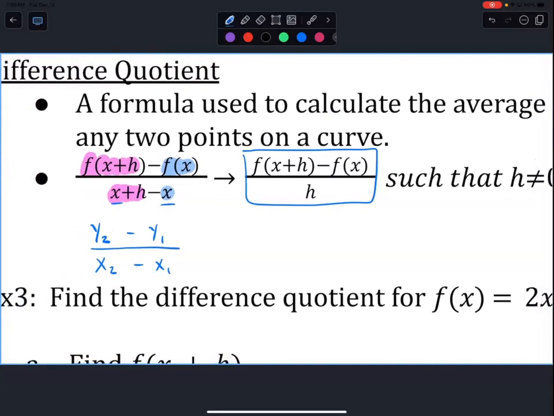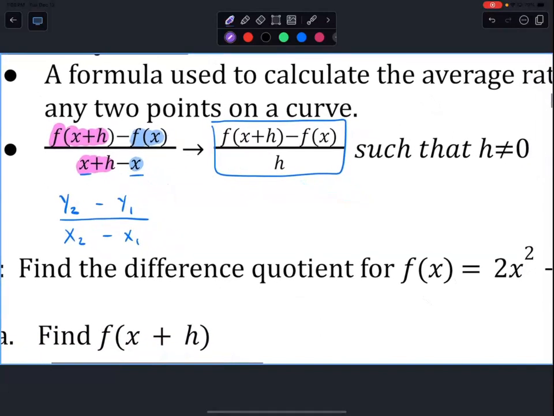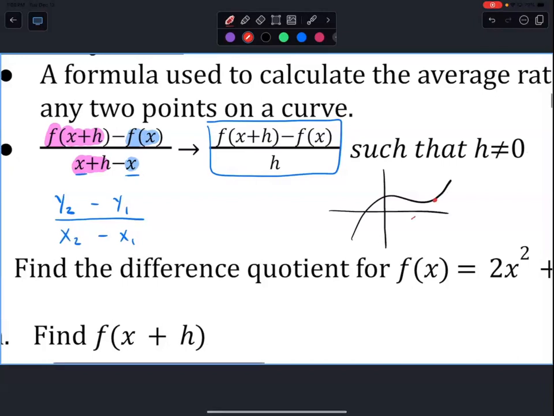In calculus, you'll use this again, right? And you'll use this to find the instantaneous rate of change. And I'll quickly just mention what that means. If you take any curve that's not linear, every point on this line has its own slope, right? Doesn't matter what point I choose, but every point on this line has its own instantaneous slope.